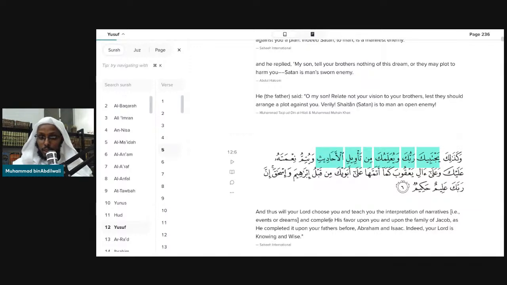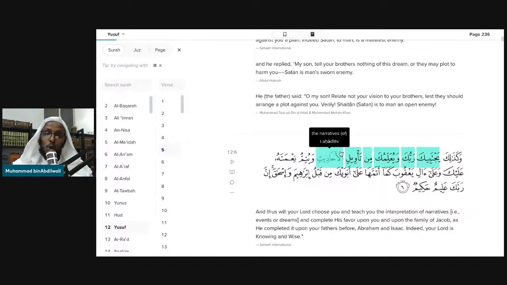حديث. And thus will your Lord choose you and teach you the interpretation of narratives, i.e., the events or dreams. Okay? So this min ta'wil al ahadith is what? It is an explanation or a description of the knowledge that Allah subhanahu wa ta'ala will teach Yusuf. يعلمك ماذا? Teaches him what? من تأويل الأحاديث. And then you have ويتم نعمته عليك.